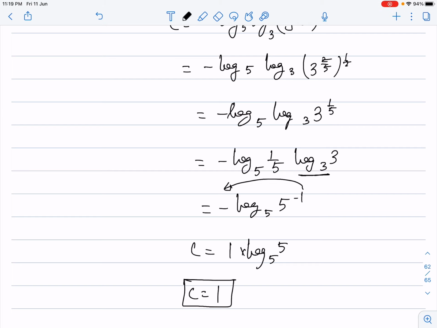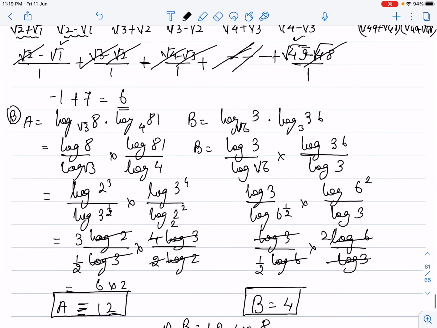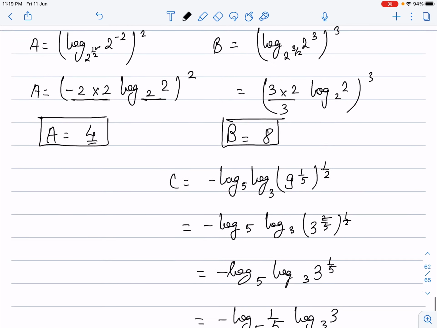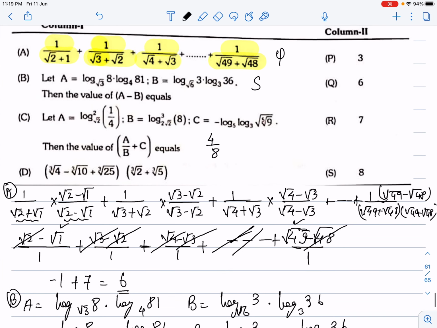Hope you guys would have got the value of A, value of B and value of C. So value of B was 8 over here and value of A was 4 over here. 4, 8 and 1 are the values of A, B, C. What have they asked? The value of A by B plus C is asked to us.